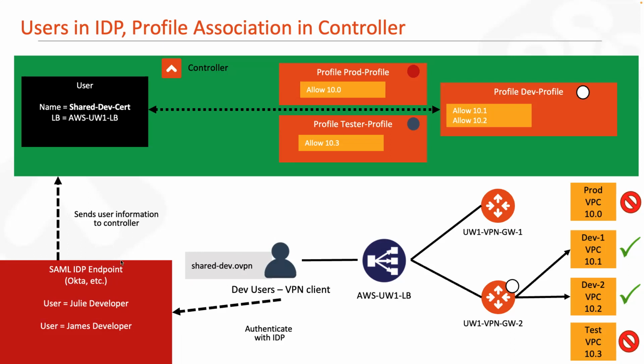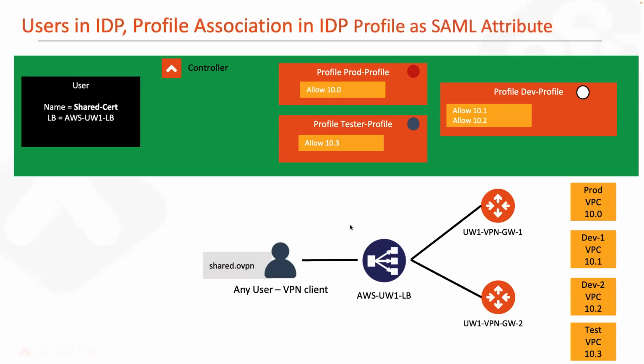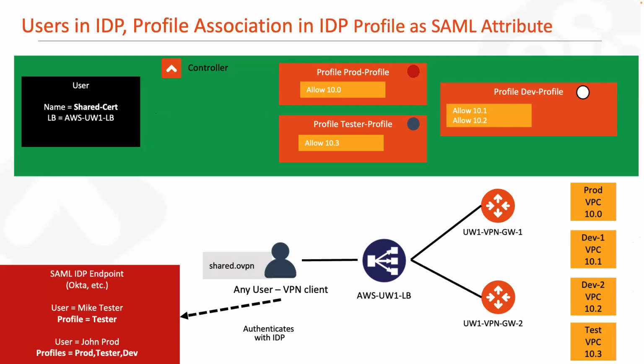The downside is we are only sending the user information to the controller, so the controller is still the one that associates the user to one of these profiles manually, which makes it not very scalable in this deployment. The best deployment, at least in my opinion, is where the users are in the IDP, but also the profile association.